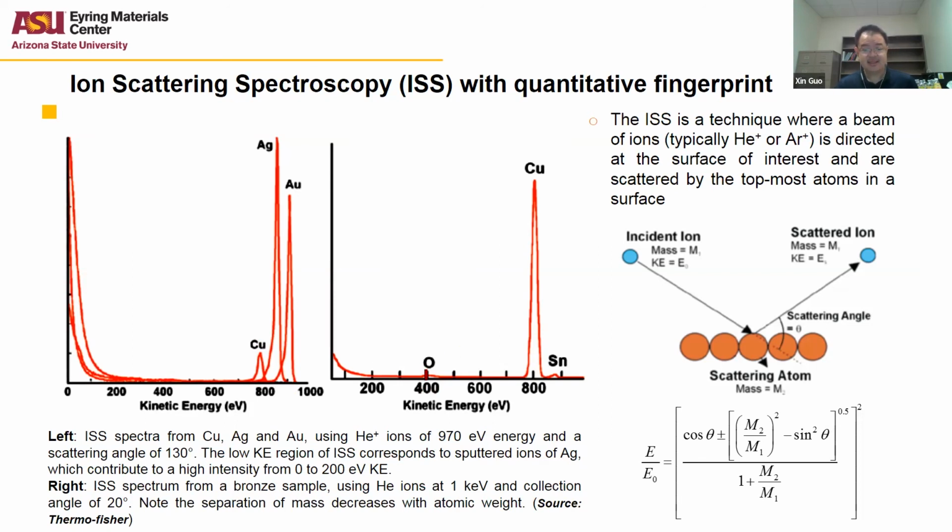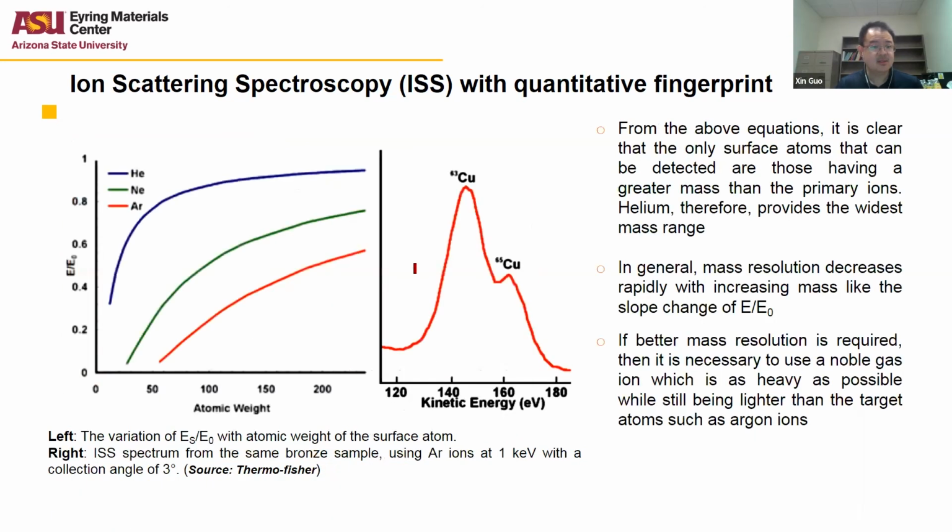And note that the separation between oxygen and copper is much larger than the separation between tin and copper, although they have the same atomic weight difference. That means with increasing atomic weight, there can be a decrease in the mass resolution. So how could we solve that problem?